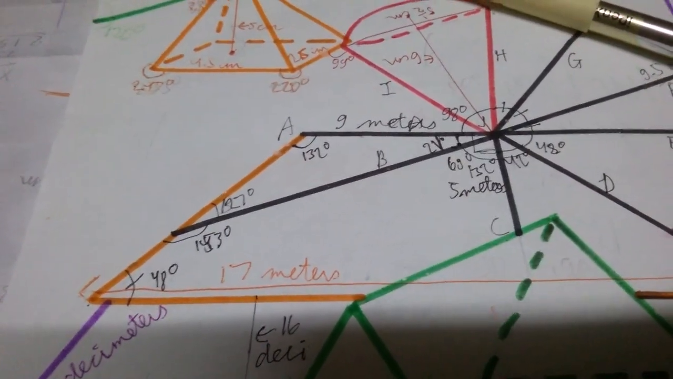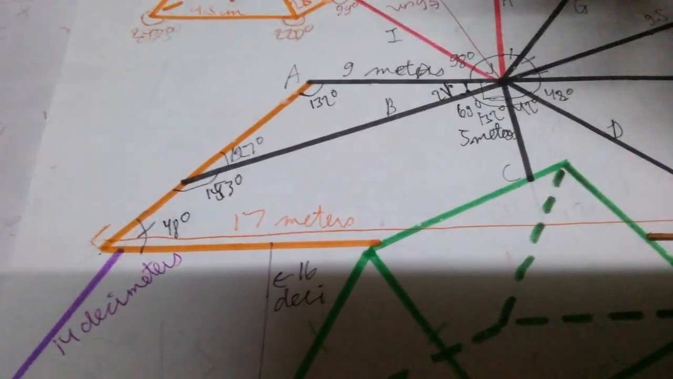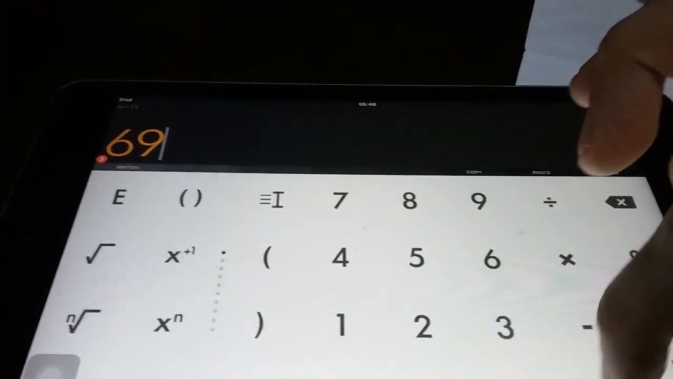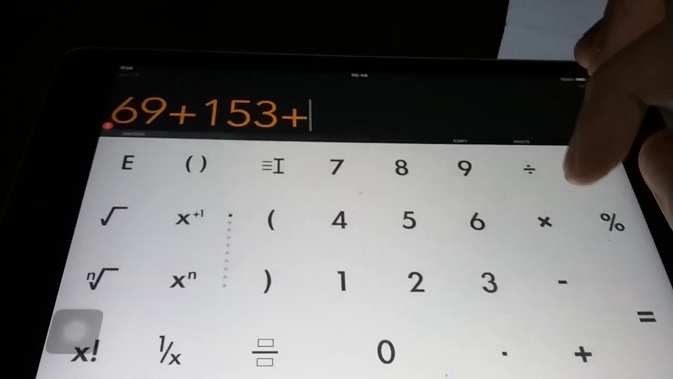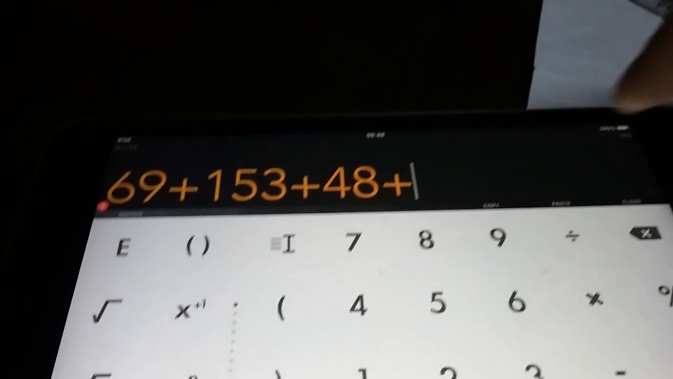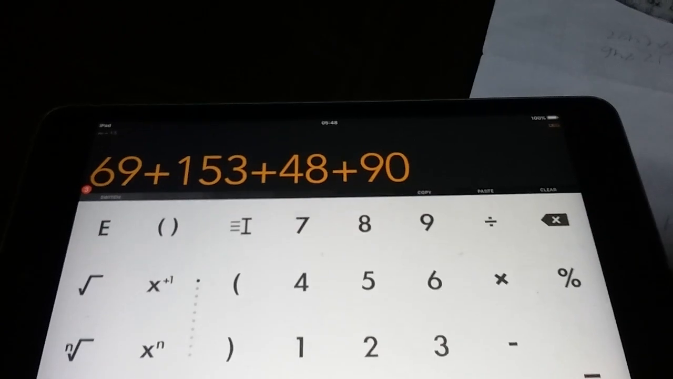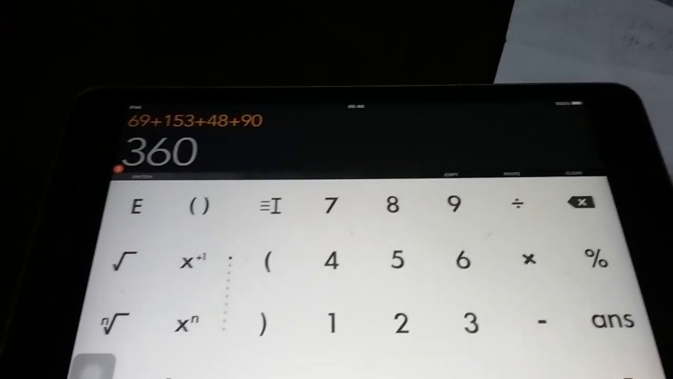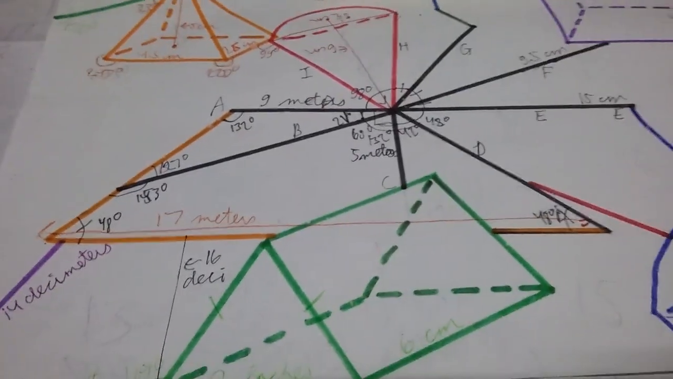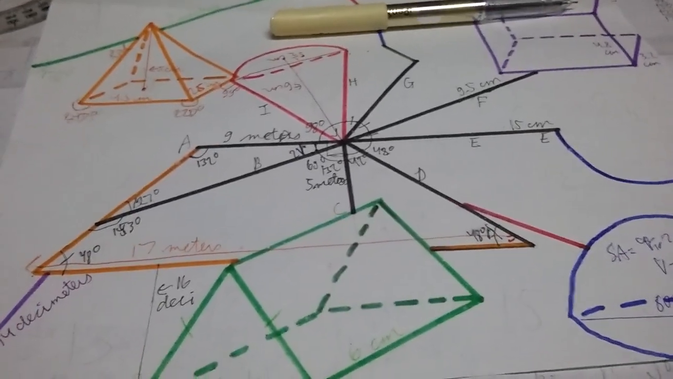Now let's double check to see if we got the sum of the interior angles of this quadrilateral. So 153 plus 48 plus 69 plus 90. Let's double check. 69 plus 153 plus 48 plus 90. Did you get the same exact answer of 360 degrees? Yes, you did. Congratulations. And that's how we did it. Good job, huh? And that's how we play the game of angles using our trapezoid. All right?